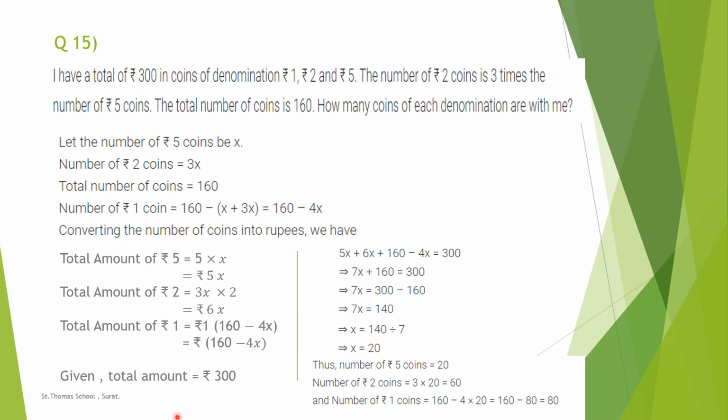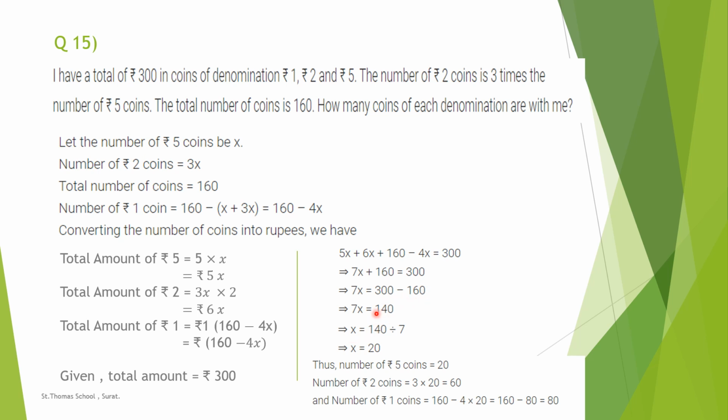It's clear? Now total amount means this 5x plus 6x plus 160 minus 4x. So 5x plus 6x plus 160 minus 4x is equal to 300. Now we can add 5x plus 6x, that is 11x. 11x minus 4x, that is 7x, plus 160 is equal to 300. Is it plus 160? If it goes here, it becomes minus 160. So 7x is equal to 300 minus 160, that is 140.